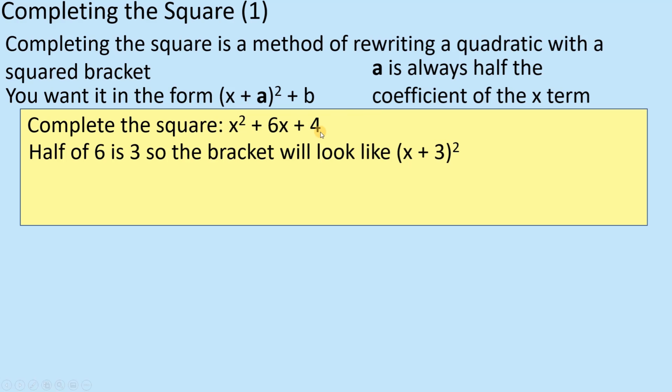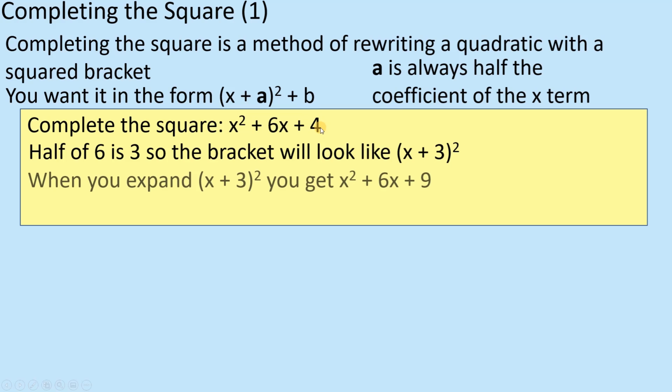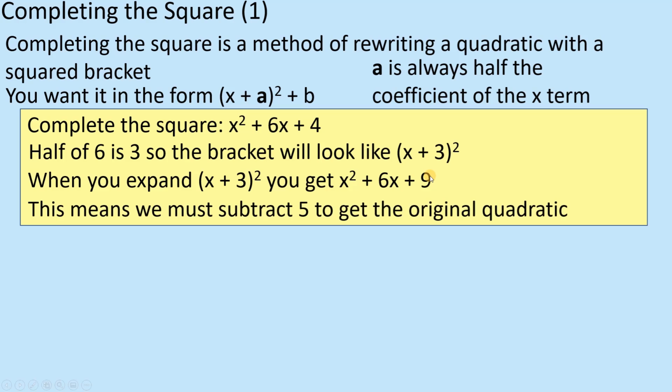All right, so that's one way of looking at it, is try and think about what 3 squared is, and then what do I need to do to 3 squared to get to 4? I need to take away 5. So here we go. When you expand x plus 3 squared, you get x squared plus 6x plus 9, and you can see I've got 9 there and a 4 there, so there's a discrepancy. So from this I need to take away 5 from it. So here, x plus 3 squared, take away 5, and that's what we've got.